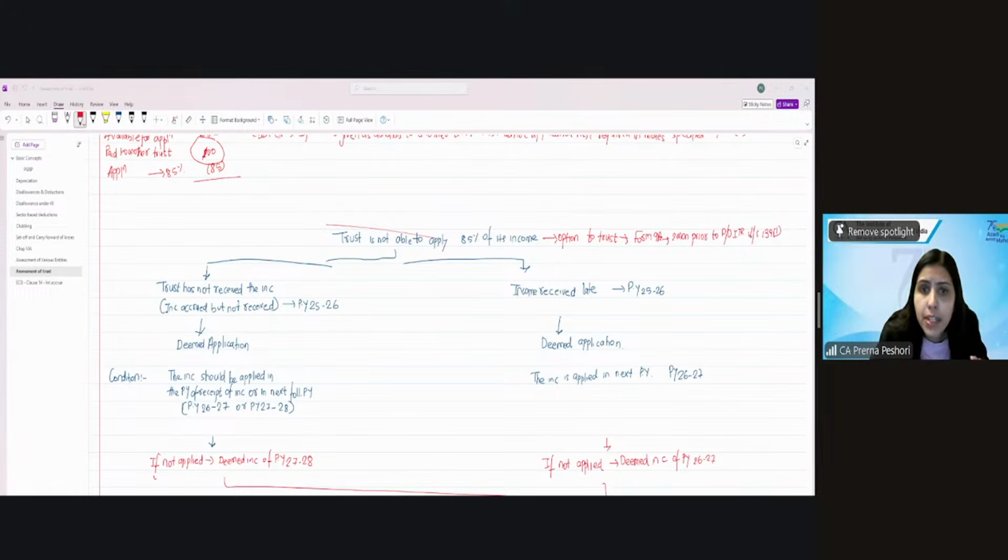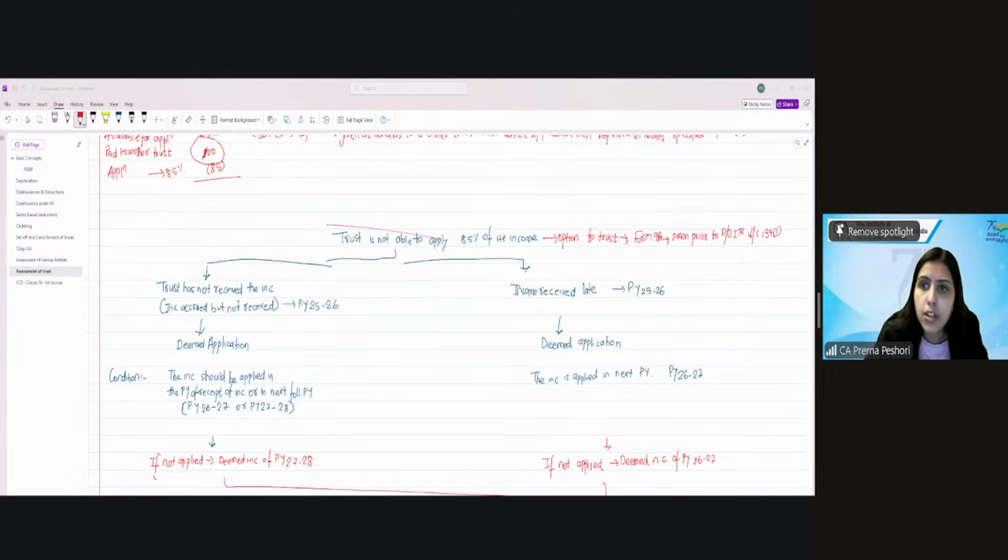However, the CBDT has given certain relaxation in respect of this. The CBDT has given some relaxation that even if you do not file within 2 months prior to the due date of return of income, then in that particular case, it will still be allowed. Even if you file it by the due date of the return, this option will still be allowed.